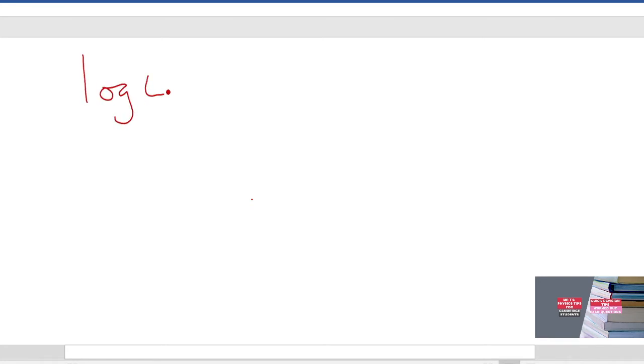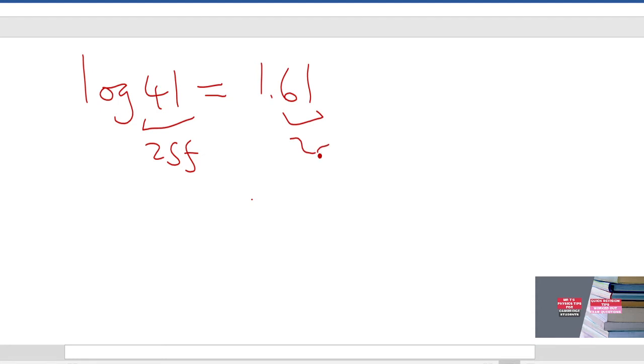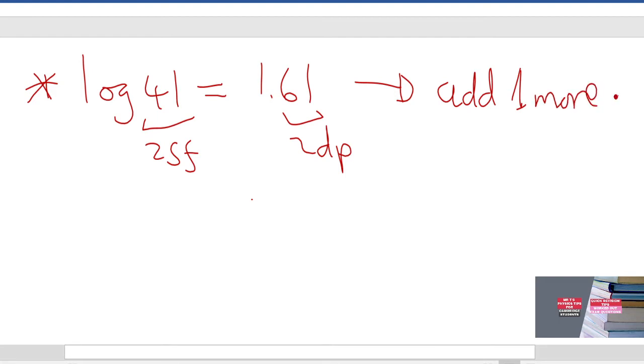Let's start on a fresh page. So we have log of 41 should equal 1.61. Again, these are 2 SF, so SF should change to decimal places when you're taking logarithms. Very, very important. You don't just express your answer anyhow. So it has to be that, or you can add one more decimal place.